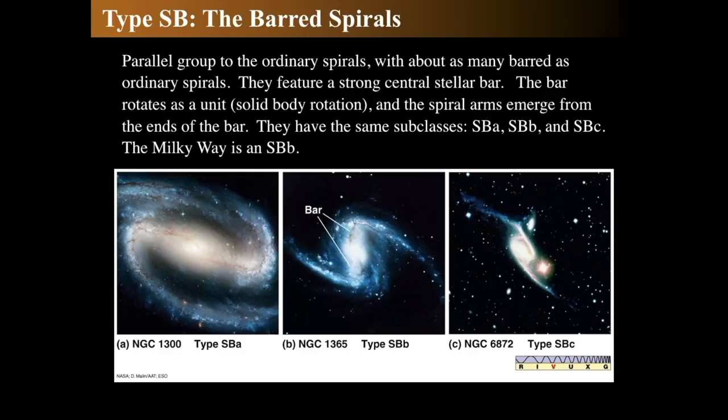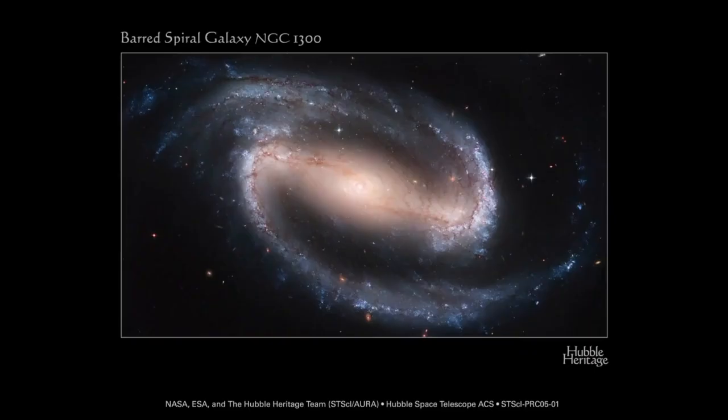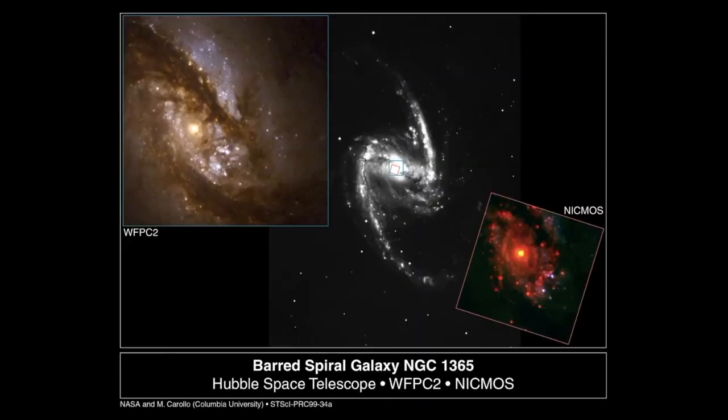Alright, so here's the barred spiral NGC 1300, so they have very similar characteristics to spiral galaxies except for the huge bar in the structure. There's another one, the NGC 1365. We can see the various types, SA, SB, and SC.